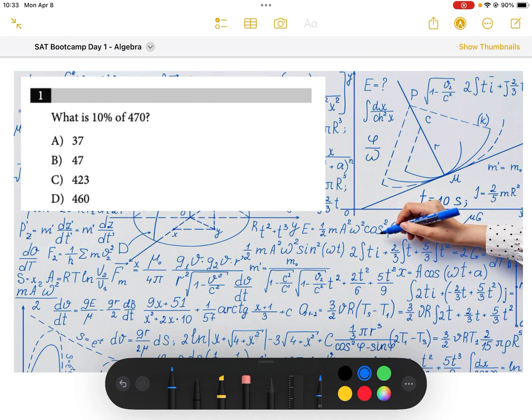For this problem, 10% you want to change to a decimal. When I change it to a decimal, you move your decimal 2 to the left. So this is going to equal 0.1, and then you multiply it by 470. So 0.1 times 470 is going to give you 47. So the correct answer is B. Now there's a couple ways you can solve this, so if you used a different method, that's totally fine.